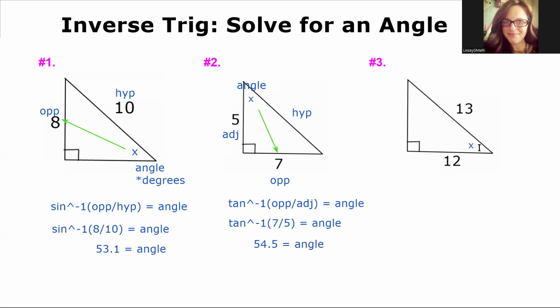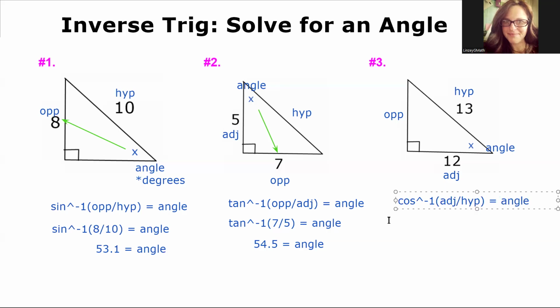And number 3, solving for the angle, we are given the hypotenuse, the side opposite the right angle, and this is the adjacent side. This is the opposite side. Since we are given the adjacent and the hypotenuse, we can use inverse cosine, adjacent over hypotenuse.